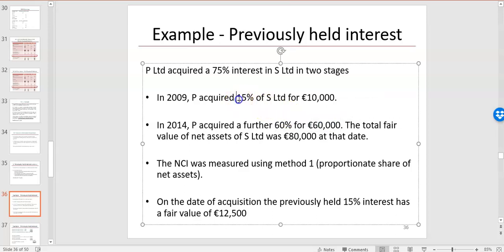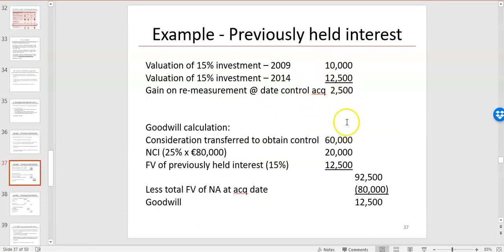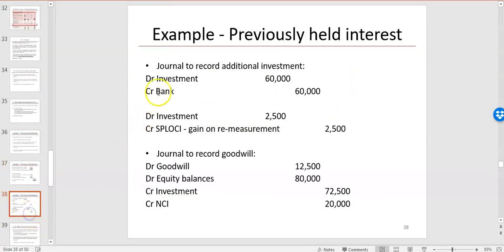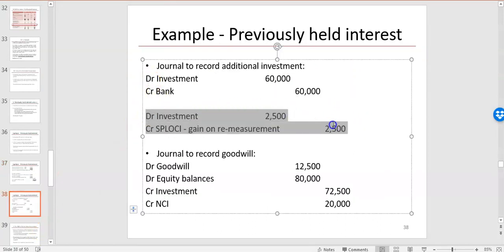How much are we going to value the 15% at in our goodwill calculation? We value that at the fair value, which is 12.5. So the first thing we do in the accounts before we do the goodwill calculation is we bring this 10,000 euro up to 12.5. We recognize a fair value gain. So that will be debit the investment 2.5, credit the P&L 2.5. That's your gain on remeasurement. That's your first debit and credit, and you will see that here: debit investment 2.5, credit your gain 2.5.